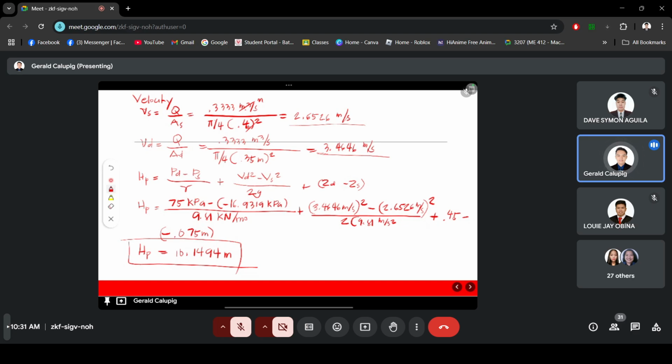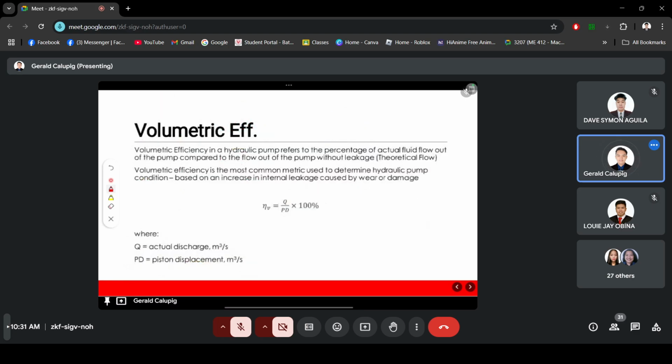Okay, if there is no question, we can proceed to the next topic, which is the volumetric efficiency. Volumetric efficiency in a hydraulic pump refers to the percentage of actual fluid flow out of the pump compared to the flow out of the pump without leakage. Volumetric efficiency is the most common metric used to determine hydraulic pump condition based on an increase in internal leakage caused by wear or damage.